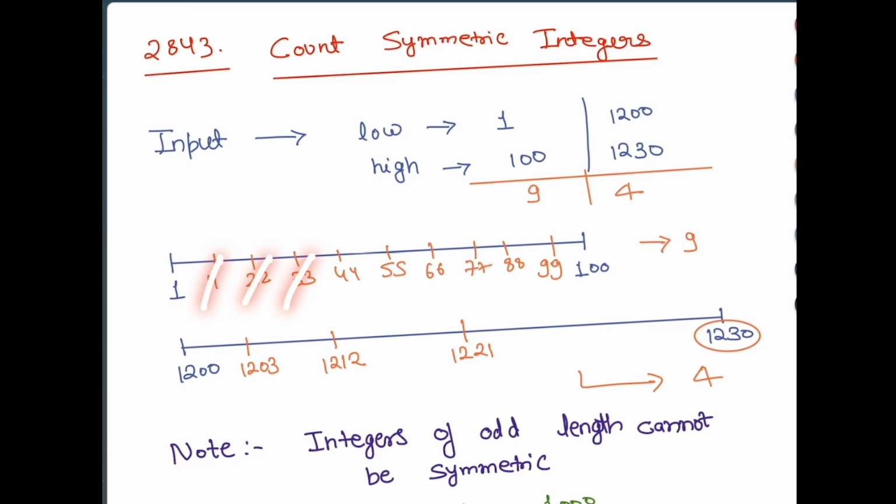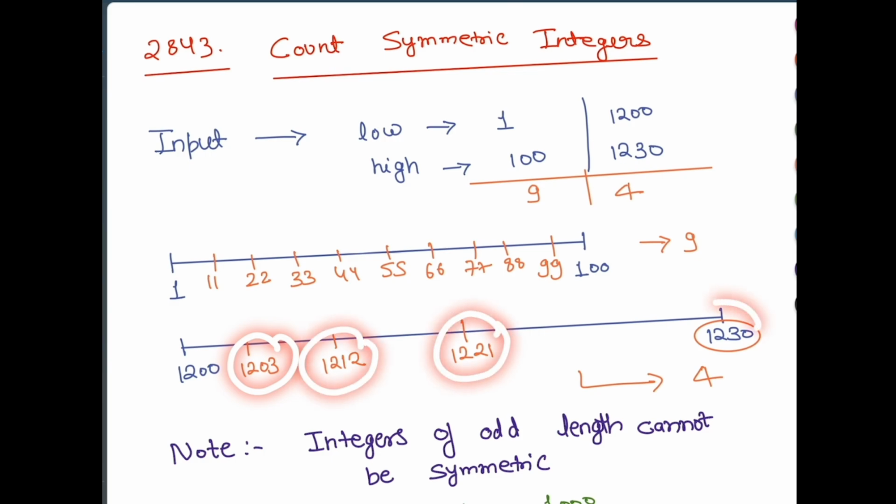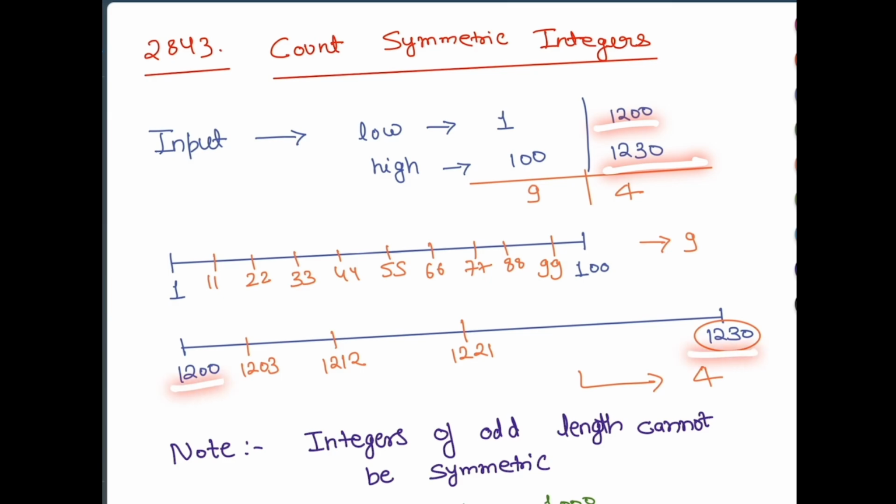11, 22, 33, 44, 55, 66, 77, 88, 99. These are the symmetric integers for the first range 1 to 100, and in example number 2, 1200 to 1230, the symmetric integers are 1203, 1212, 1221 and 1230 itself. So yes, the range itself is also included. So 1200 and 1230 are also included.